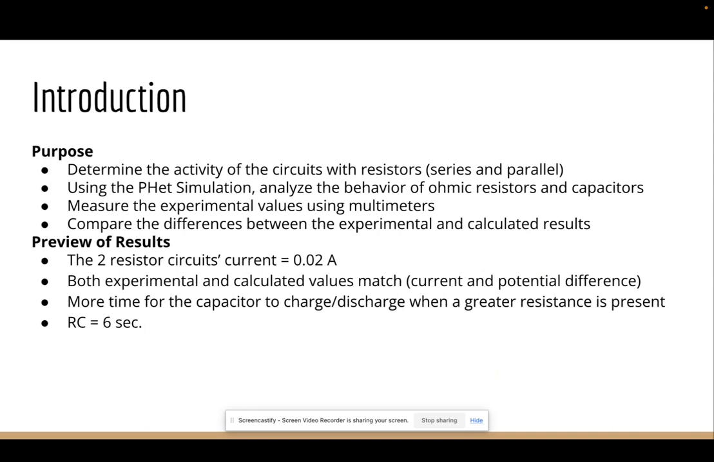A little preview of the results: the two resistor circuits, current equals 0.02 amps. Both the experimental and calculated values matched in the current and potential differences. It takes more time for the capacitor to charge and discharge when a greater resistance is present. And the RC circuit time constant equals 6 seconds.